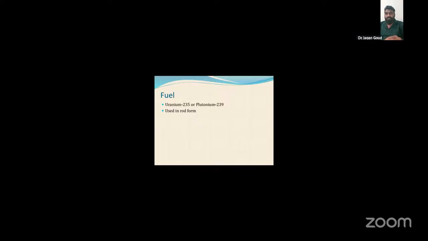Second one is plutonium 239. Plutonium 239 is a man-made fissile isotope produced inside a nuclear reactor. Formation of plutonium 239: uranium 238 absorbs a neutron and becomes uranium 239. Uranium 239 decays into neptunium 239. Neptunium 239 decays into plutonium 239.